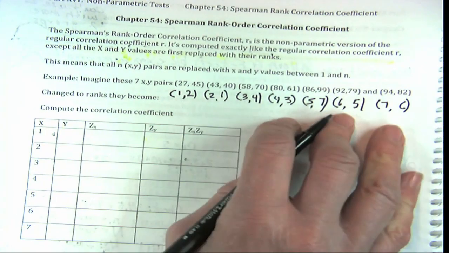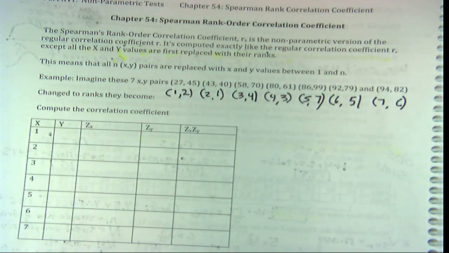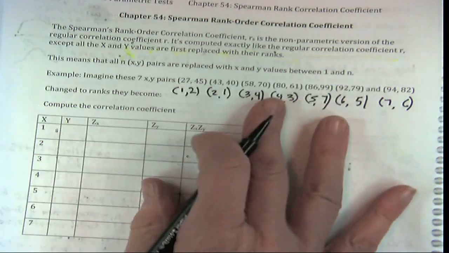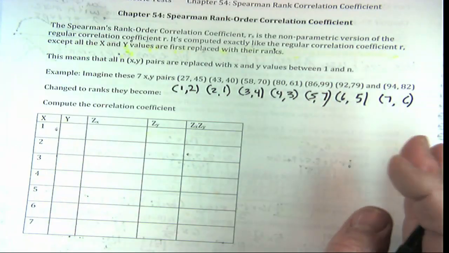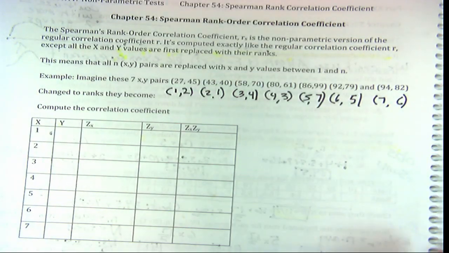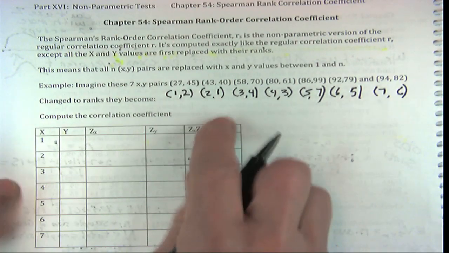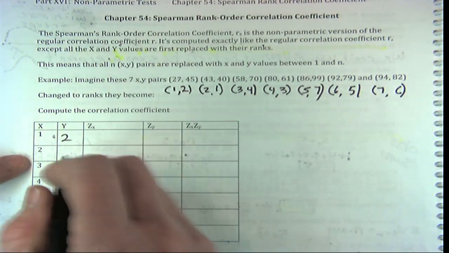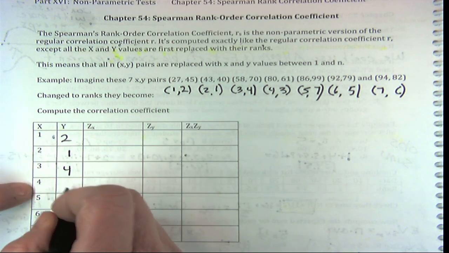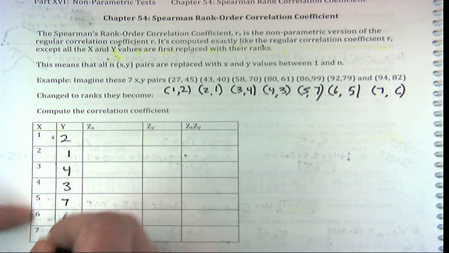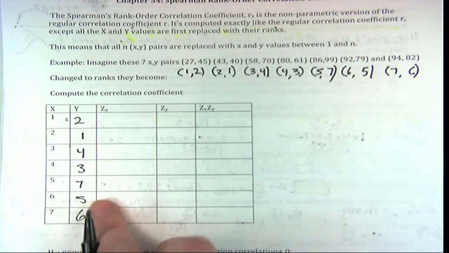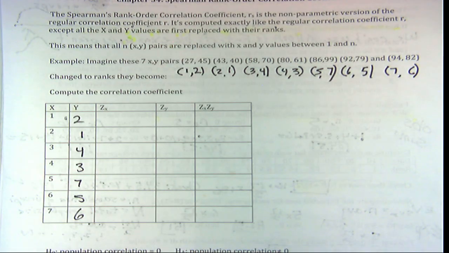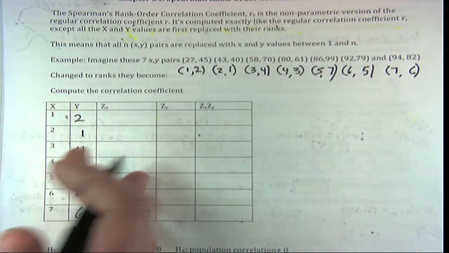So what we do is we take any set of 7 pairs of numbers and convert them into pairs of numbers where the numbers are all between 1 and 7. So we can write these down here. So we have 1, 2; 2, 1; 3, 4; 4, 3; 5, 7; 6, 5; and 7, 6. It's very nice because now we could even graph this. It's just so easy to see what's going on.